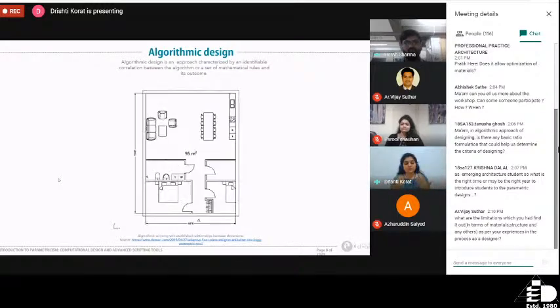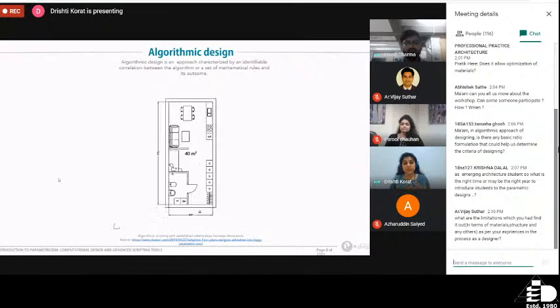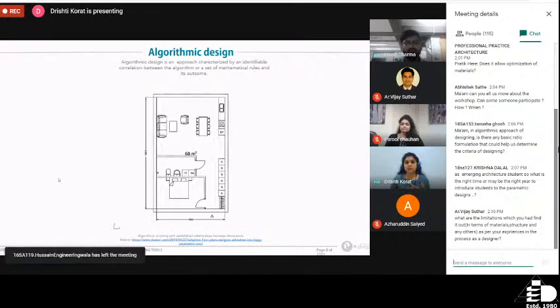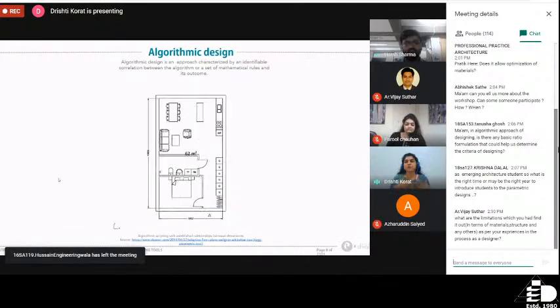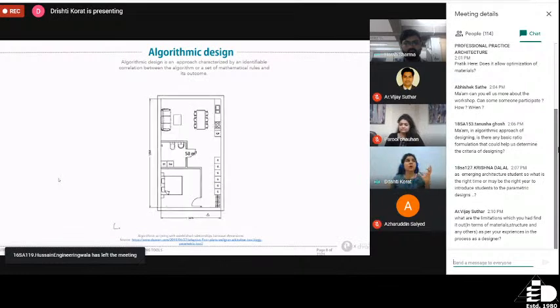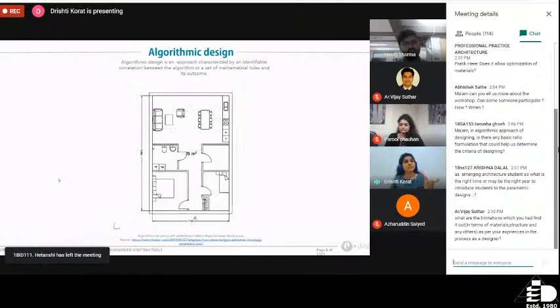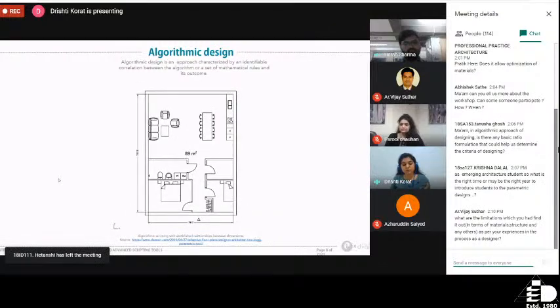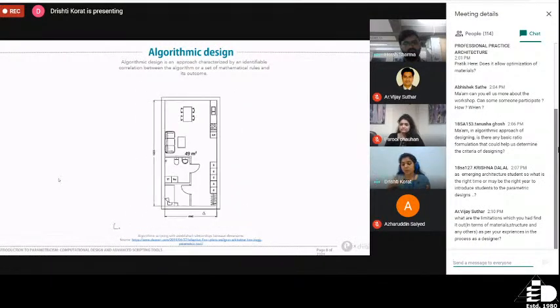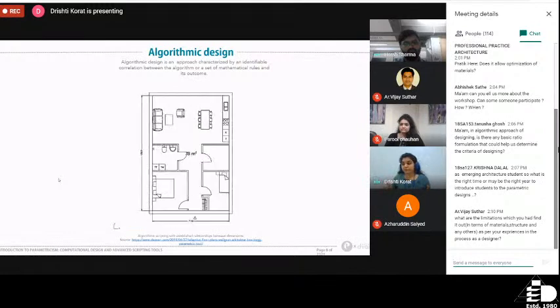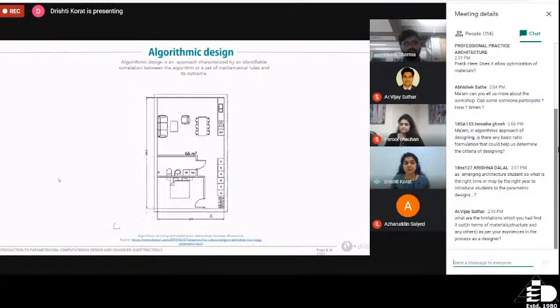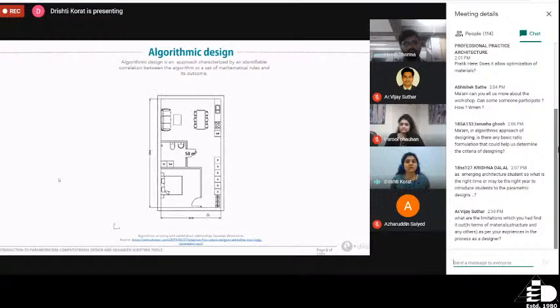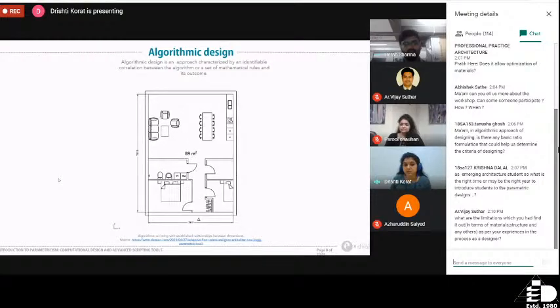So we always define our spaces in terms of quality, right? Even when we talk about sections or when we talk about museums. So as designers, we always think of the quality of a space as the important factor in our design. But a computer does not understand the word cozy, right? It does not understand the word spacious.